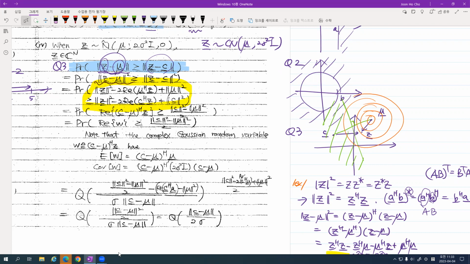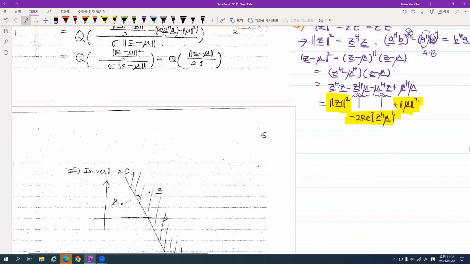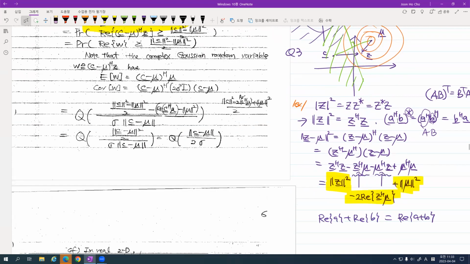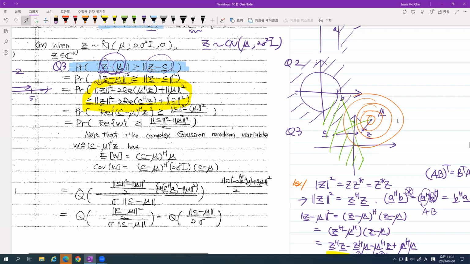And then we cancel the first terms, right? And what about this? Real part of A plus real part of B, when A and B are complex numbers, are what? Real part of A plus B. So real part of A plus real part of B is simply real part of A plus B, right? So we can group this real part together, and what? We have, and also divide by 2 to eventually have real part of C minus mu.